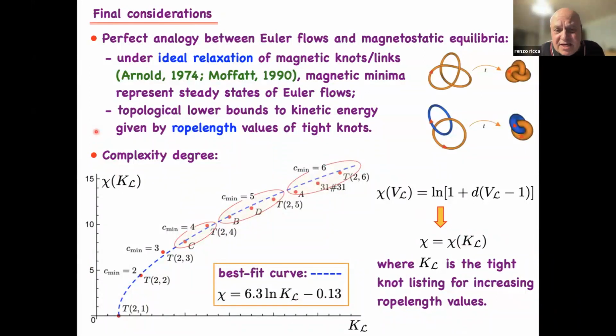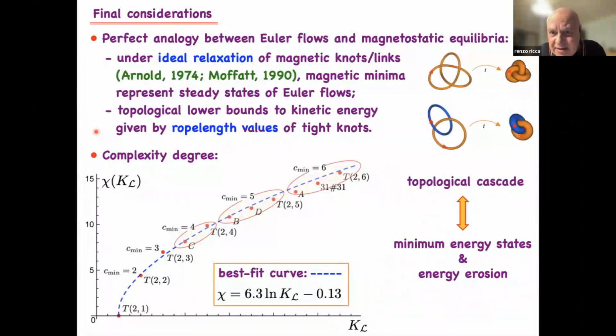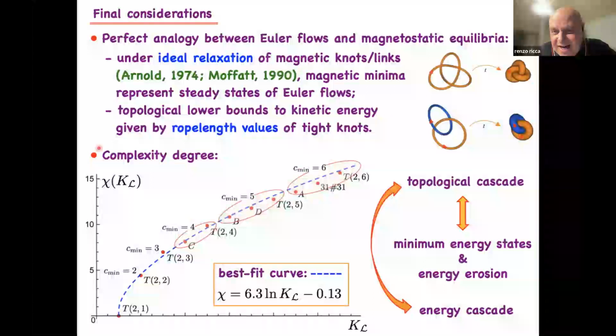Well, there is a logarithmic relation there. It's interesting. And what we can say is that there is a direct relationship between the topological cascade and the minimum energy state and the associated energy erosion, because remember, every time you go from a high crossing number to a lower crossing number knot, you lose a little bit of knot length of filaments plus other aspects. And this is also related to the energy cascade. So I stop here with this question mark.